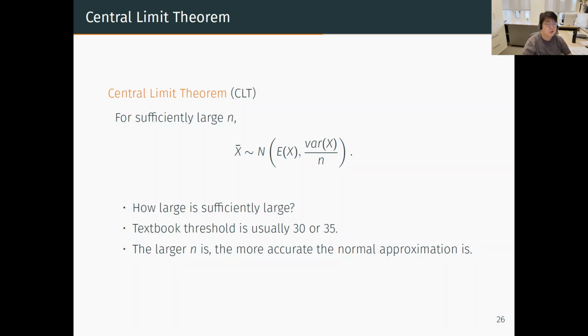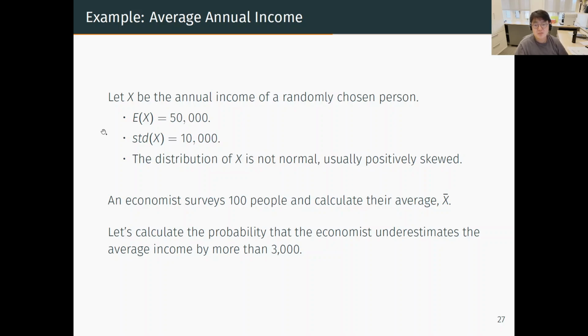So we learned the central limit theorem and the law of large numbers. I'm going to show you an example of how to utilize them. So let's think about the income survey again. Suppose that a randomly chosen person's outcome, a single person's outcome, has the mean and standard deviation given like this. Suppose we know the true mean is $50,000 and the standard deviation is $10,000.